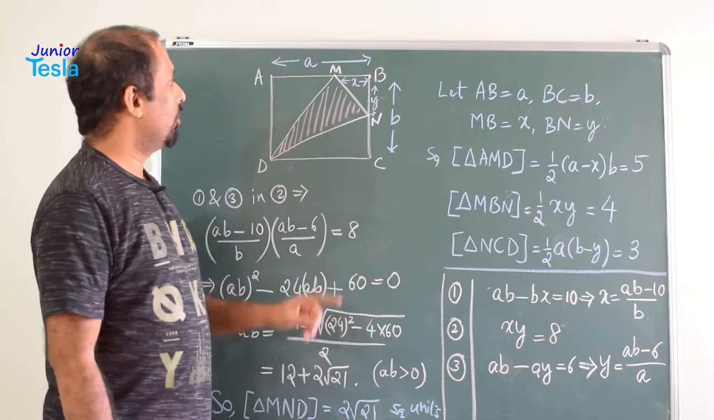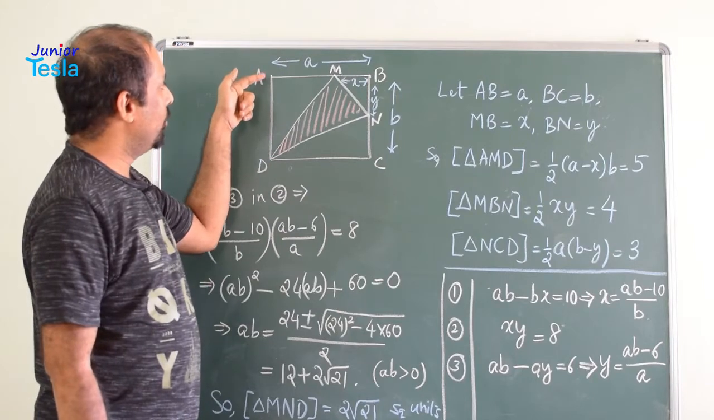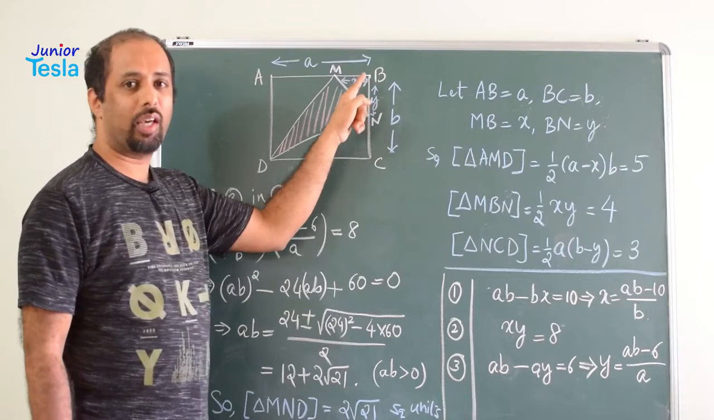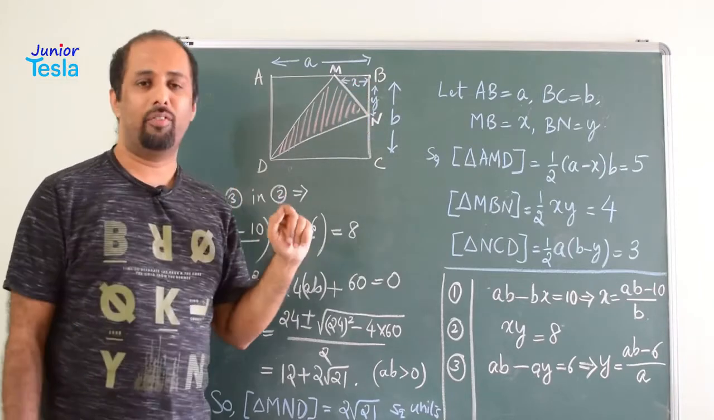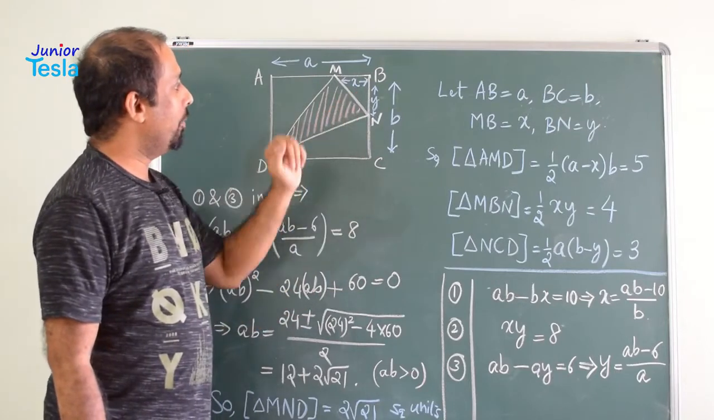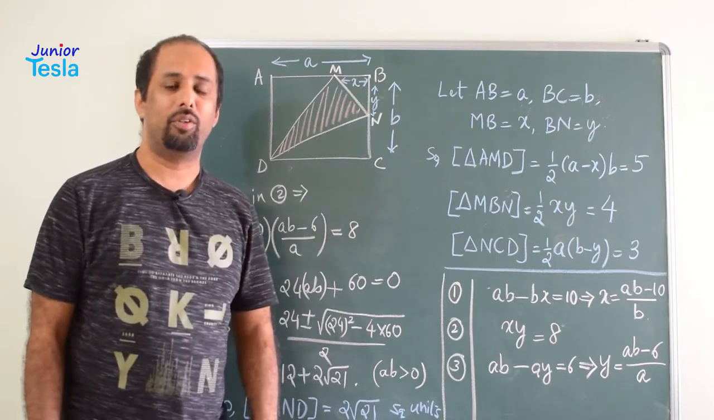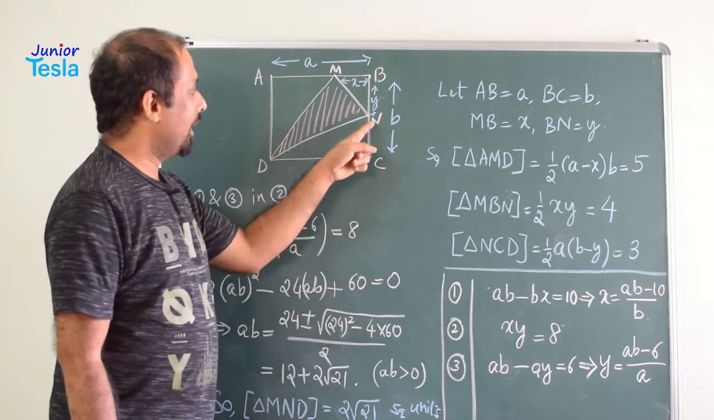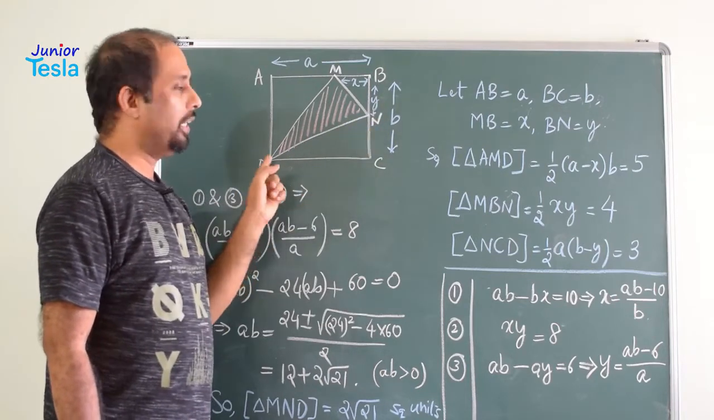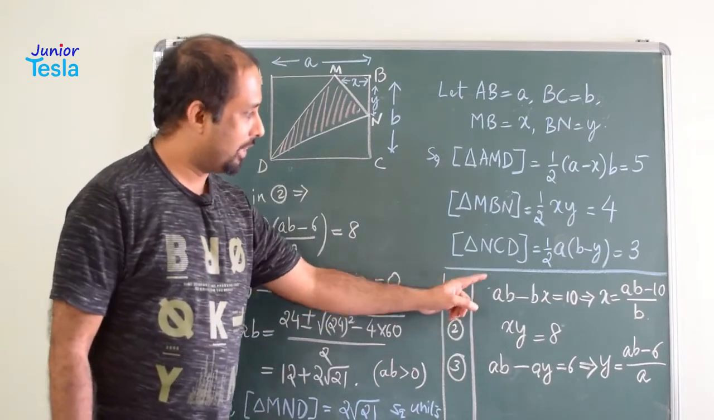Now let us try to write the areas of all these 3 triangles in terms of a, b, x and y. So the area of AMD is half into length into breadth. Here length is nothing but a minus x, and the breadth is b. So it is half into (a minus x) into b. Now the area of triangle MBN is x into y into 1 by 2, so it is half xy. Similarly, for triangle NCD, the area is half into a into (b minus y). So we got the areas of these 3 triangles.